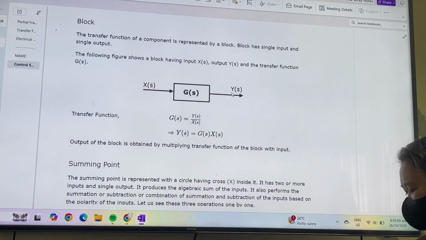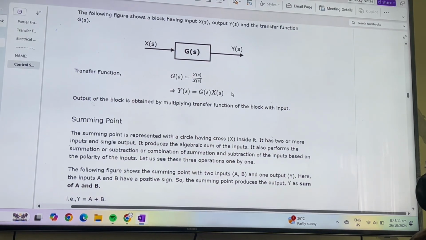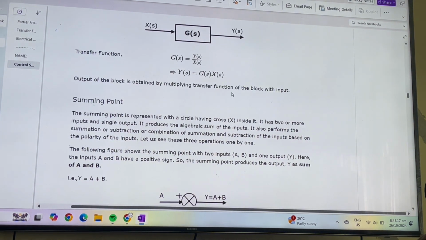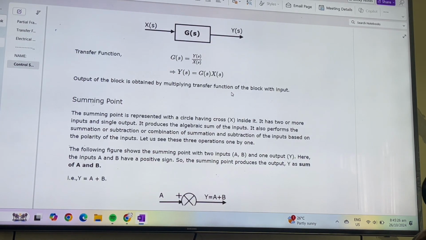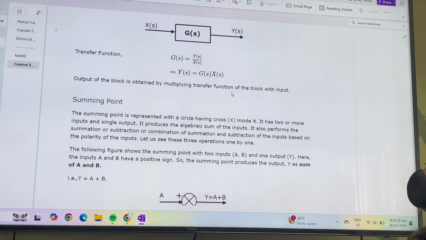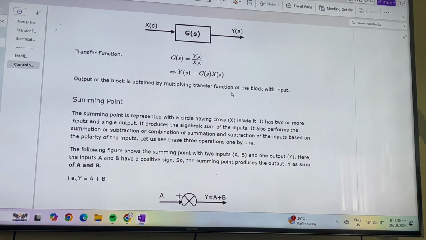Summing point. The summing point is represented with a circle having a cross X inside it. It has two or more inputs and single output. It produces the algebraic sum of the inputs. It also performs the summation or subtraction or combination of summation and subtraction of the inputs based on the polarity of the inputs, positive, negative. Let us see these three operations one by one.